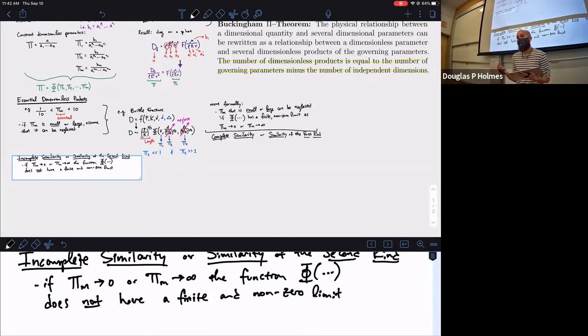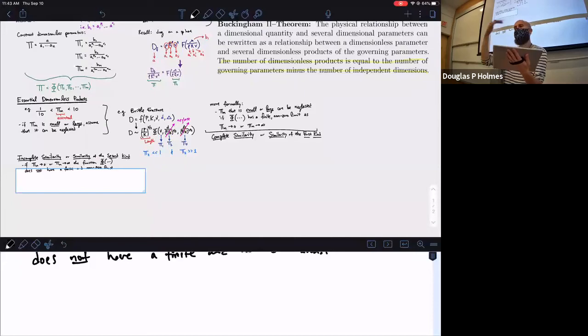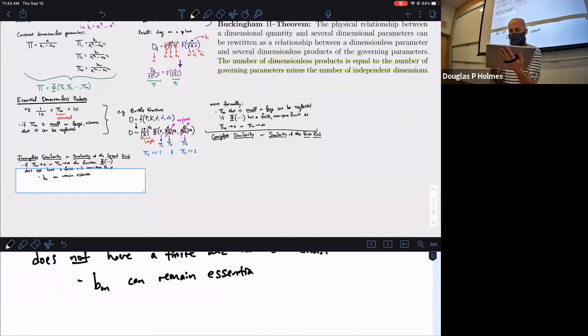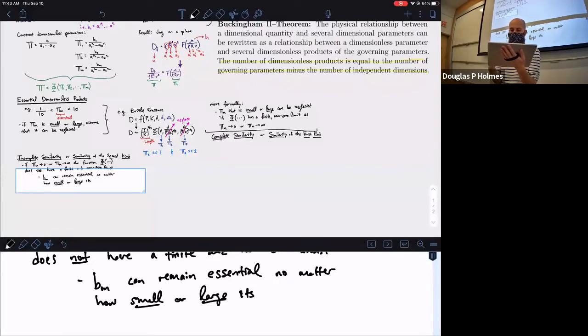In that case, what that means physically is that the parameter, so for instance, the dimensionless product pi m means you have some parameter b sub m over some products. And what you'd like to do is throw out b sub m. But when you have a problem that contains incomplete similarity, it means that b sub m can remain essential no matter how small or large its corresponding dimensionless parameter becomes.